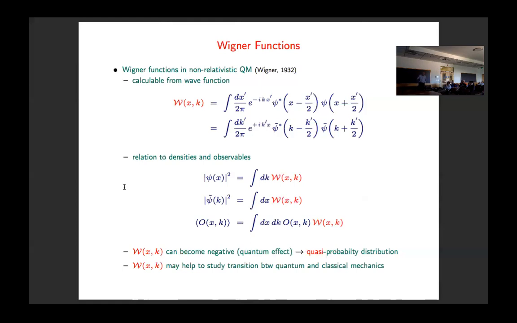Now, a classical phase-space distribution is by definition positive, but this Wigner function can become negative, and this is due to quantum effects. Therefore, strictly speaking, we call such an object a quasi-probability distribution. One reason why people got interested in that is to understand, maybe along a different route, or to get a deeper understanding of the transition from quantum to classical.